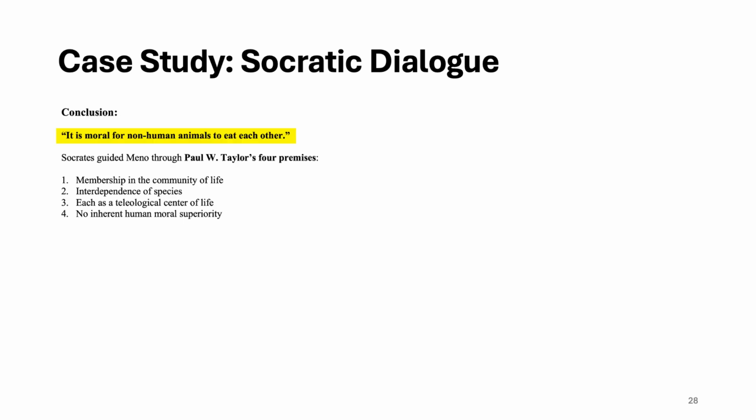Ta-da! The conclusion, highlighted. In summary, it is moral for non-human animals to eat each other. Note: this dialogue was created in auto-generate mode, but the system can also interlocute in real time with the user instantiated as Meno through system-generated prompts. Socrates will respond with appropriate guiding questions. That, ladies and gentlemen, is what we call active learning.